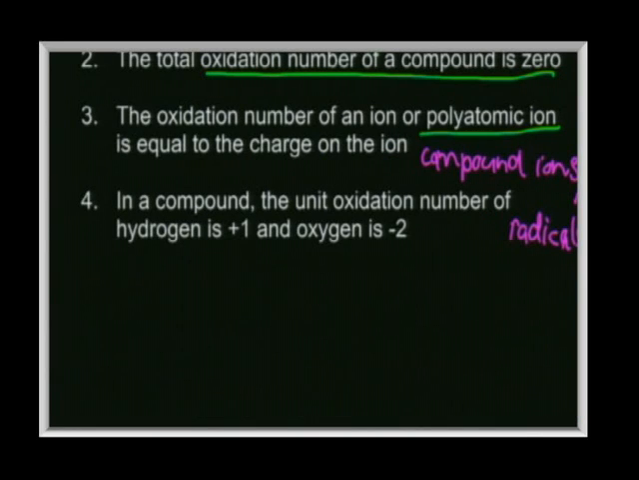Now that charge is going to be the same as the oxidation number for the entire molecule that you work with. Also, when you work with positive compound ions, such as ammonium and hydronium, the oxidation number in this case would carry a positive value. For each of these 2 compounds, that oxidation number is +1. The last rule tells us that in a compound, the oxidation number of hydrogen is always going to be +1 and oxygen is always going to be -2.